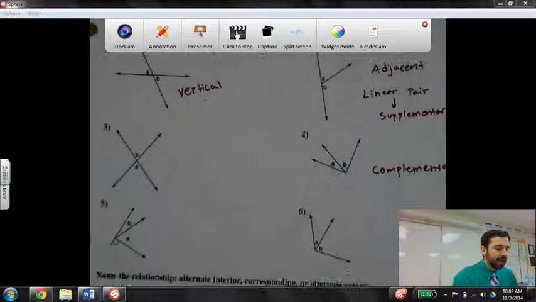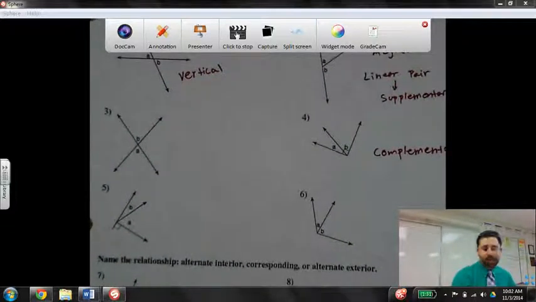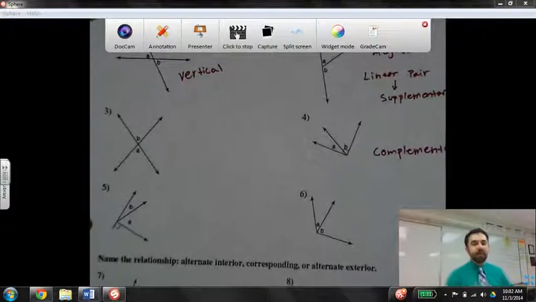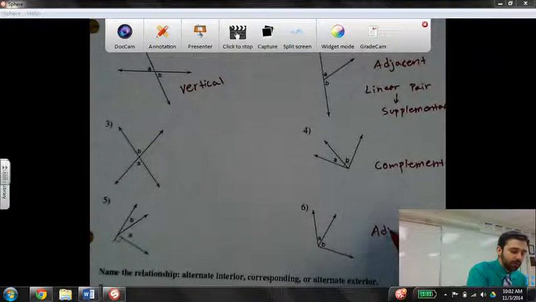Looking at number six now. A and B do not add up to 180. There's no markings to say they add up to 90 degrees. They are just angles that share a side and are together. They're next to one another. So we can just say that they are adjacent.